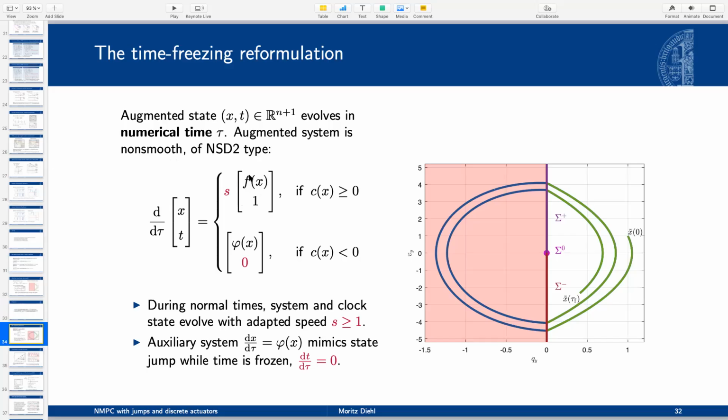They evolve according to the dynamics f and 1, if our system is actually in the region where it should be, right? And it has the auxiliary dynamics if you're in the forbidden region, but with zero time evolution. And then we scale this whole thing with s in order to make up for possibly lost time. So that's the trick here, and they evolve with adapted speed. So this is the main idea of time freezing.